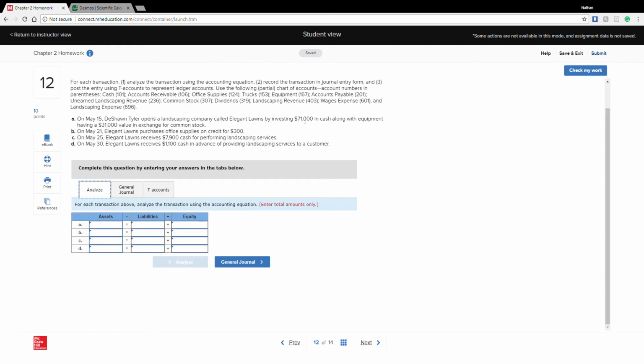We invested $71,000 in cash along with equipment having a $31,000 value. So with this, that says we have assets and we have liability or equity going on there. Common stock again, equity. So two assets. First off, we have cash and then we have equipment. So we must add these two together. If we add those two, that's easily $102,000.